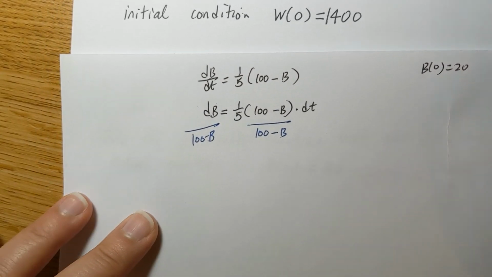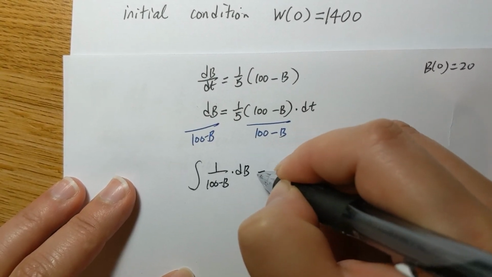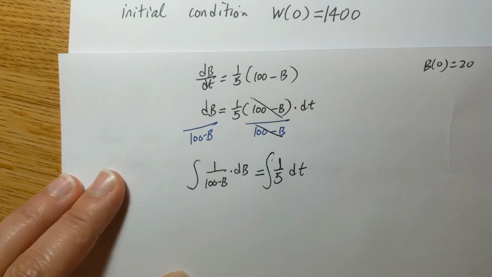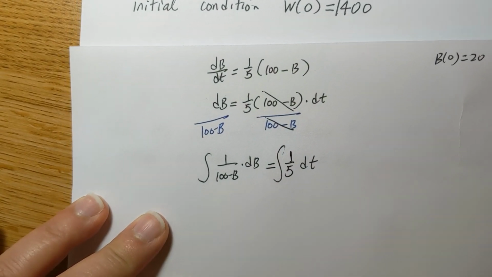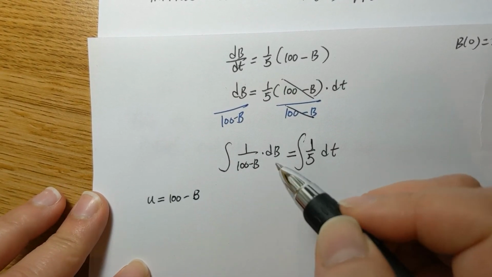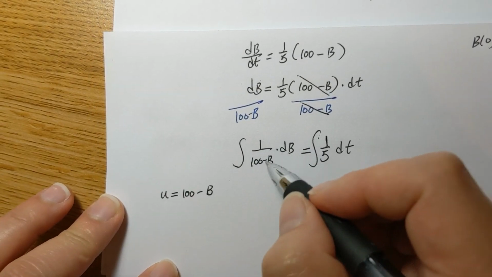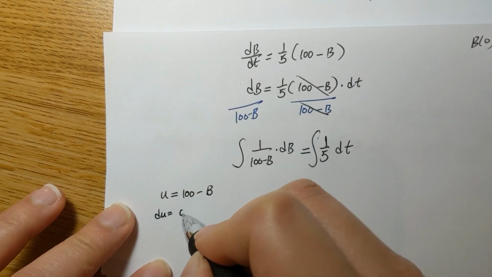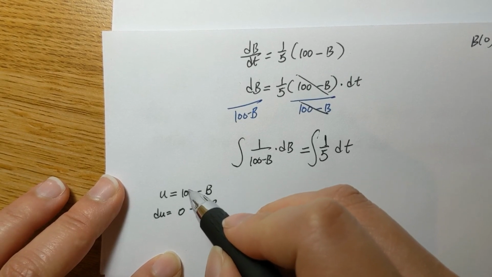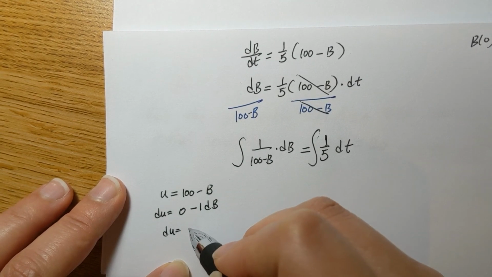So now we're going to continue. Integral of 1 over 100 minus b times dB equals, so this cancels out, you get 1/5 dt, and I put the integral. Now I am going to take a look at this. So I'm going to make u equal to 100 minus b because that is the denominator, and you'll write it as 100 minus b to the negative 1. So we're going to use ln again. So du equals 0 minus 1 dB, because the 100 gives you 0, and you have the minus sign. So here we get du equal to negative 1 dB.